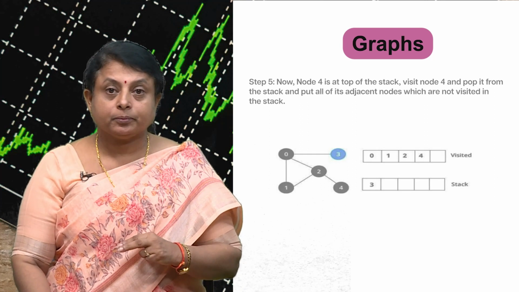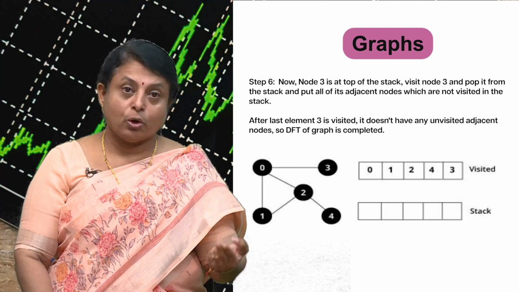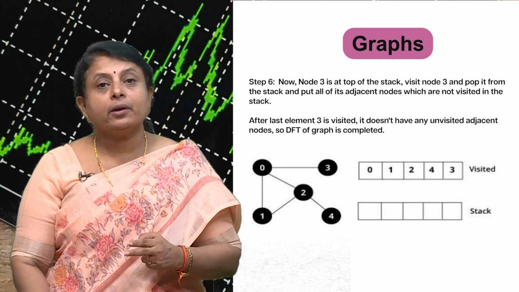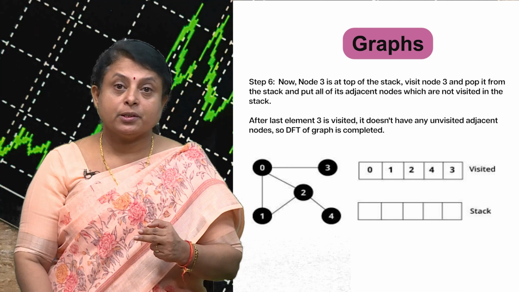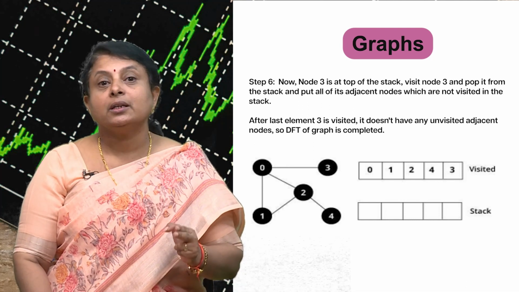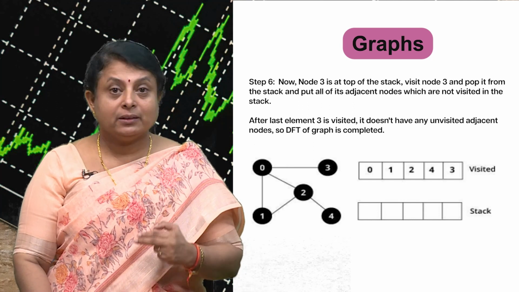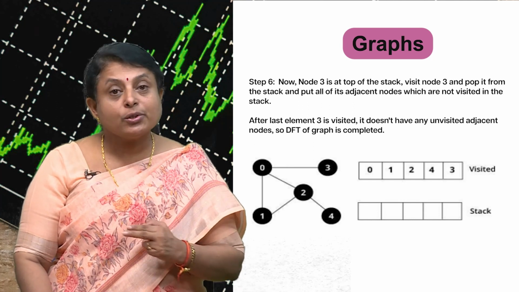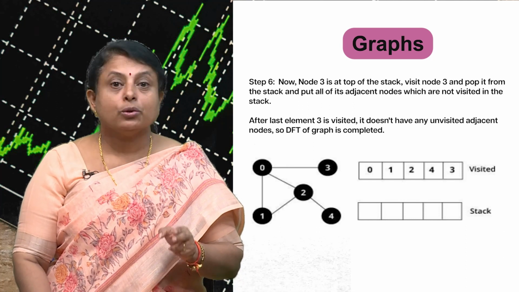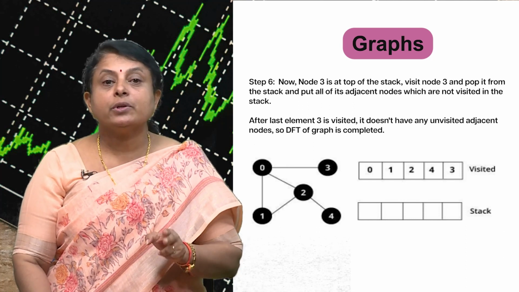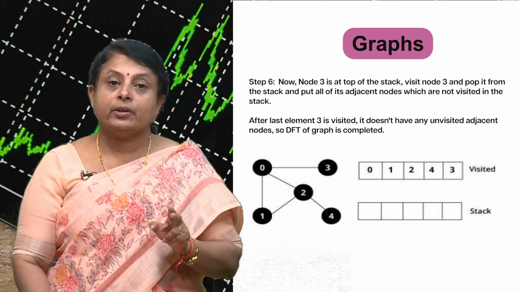Step 6, now since node 3 is at the top of the stack, visit node 3 and pop it from the stack and put all of its adjacent nodes which are not visited into the stack. After the last element 3 is visited, it does not have any unvisited adjacent nodes. So, here the depth first traversal or depth first search algorithm of the graph is completed.